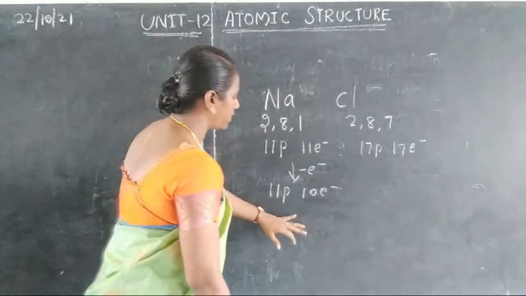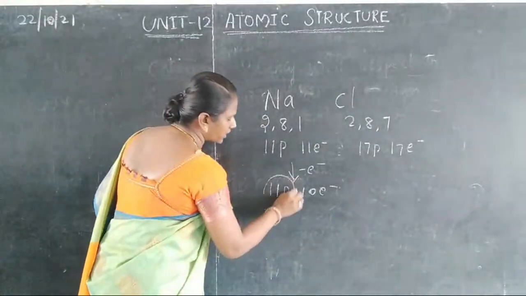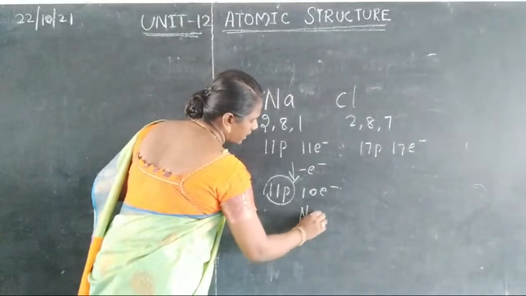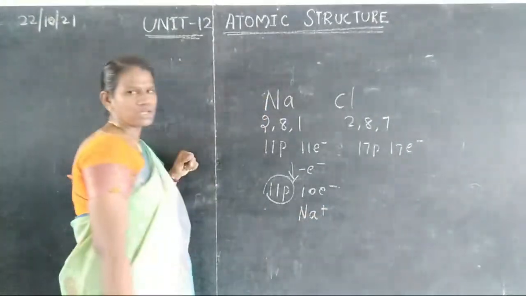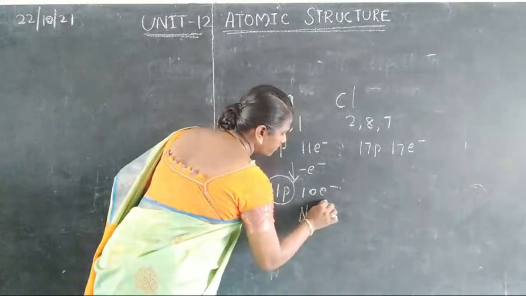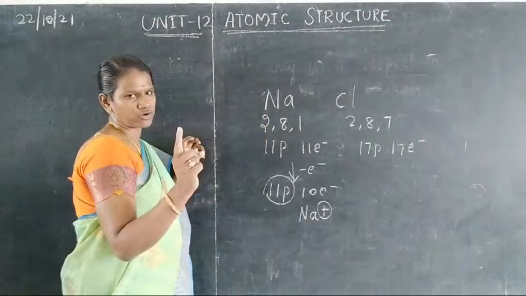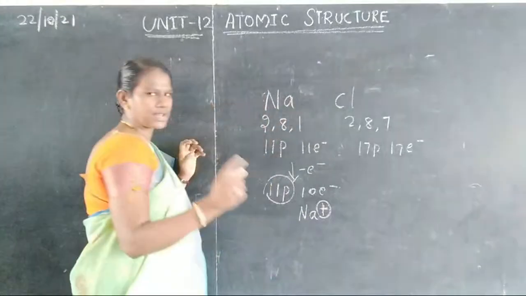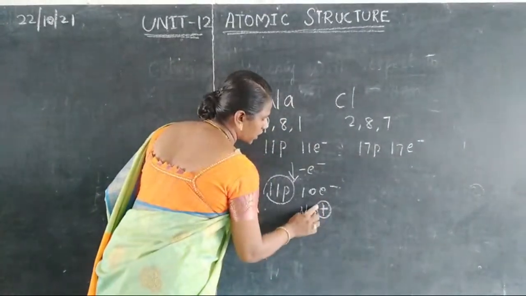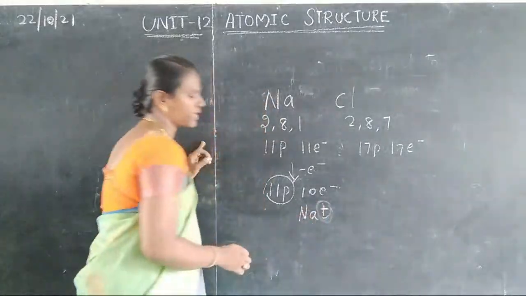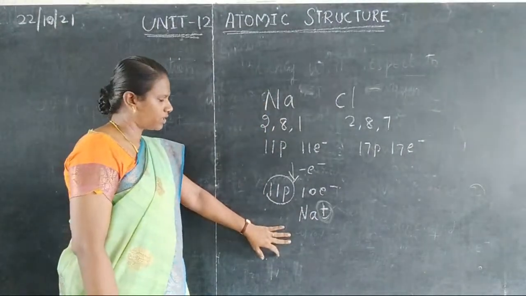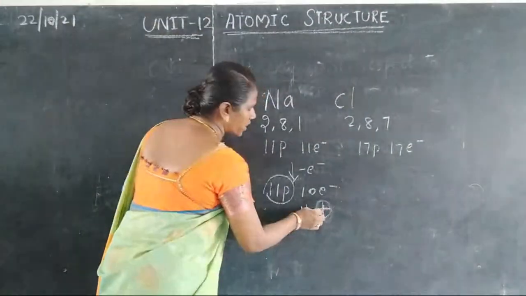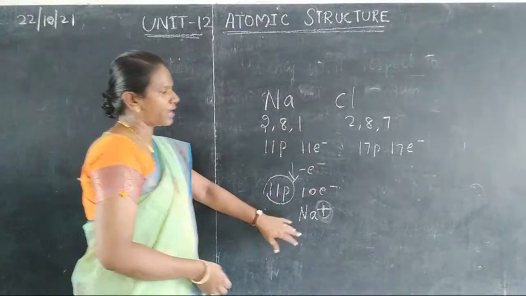So here the number of protons exceeds the number of electrons, so we will write it as Na plus. That means sodium loses 1 electron, which gives 1 positive charge. 1 proton is in excess in this sodium atom, with 11 protons and 10 electrons. So that's why only 1 proton is extra in this atom. And what about here?